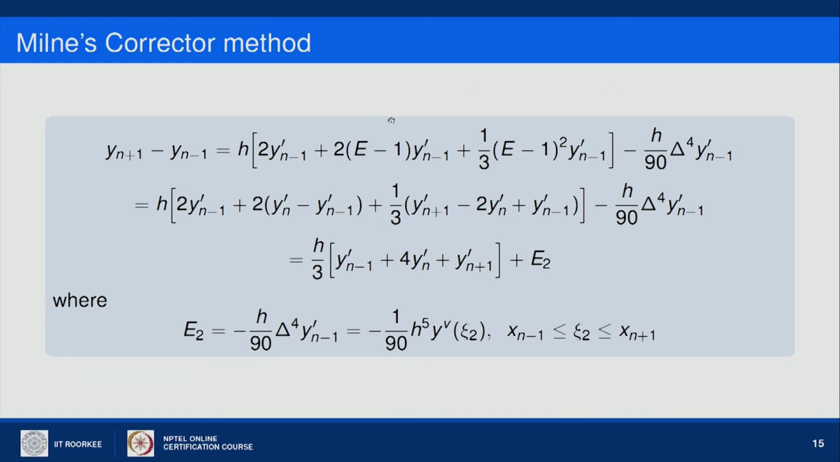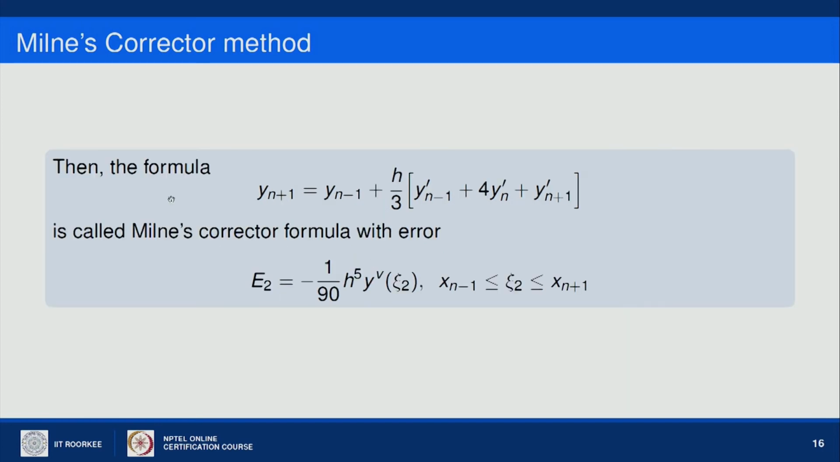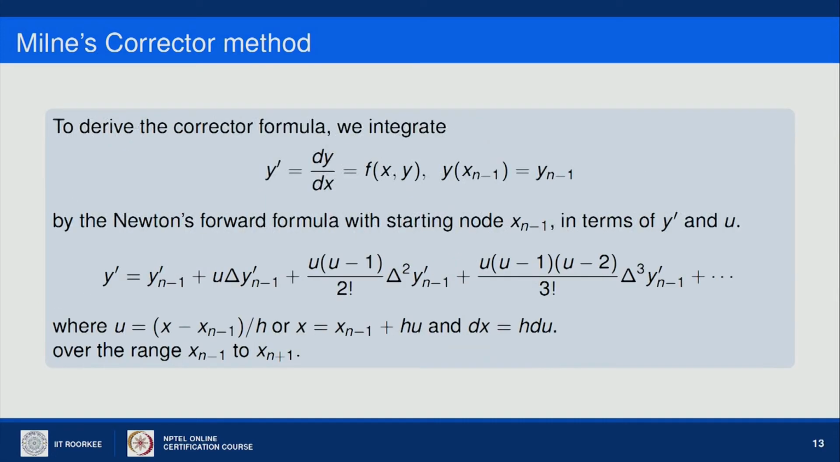After simplification, it comes out as h by 3 times (y prime n minus 1 plus 4 times y prime n plus y prime n plus 1) plus e2, where e2 is the error and it is of the order h raised to power 5, which is similar to the predictor one. So, the formula yn plus 1 equals yn minus 1 plus h by 3 into (y prime n minus 1 plus 4 times y prime n plus y prime n plus 1) is called the Milne corrector formula, with an error of order h raised to power 5. So hence we have the corrector formula as this one.